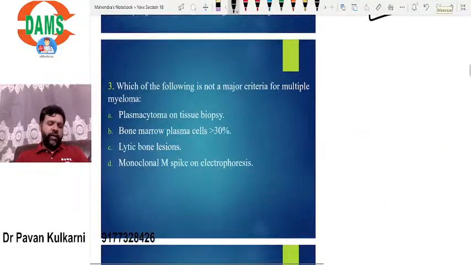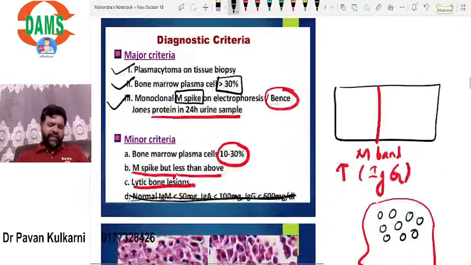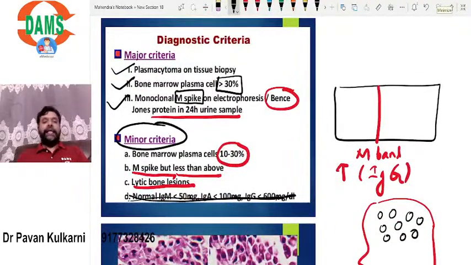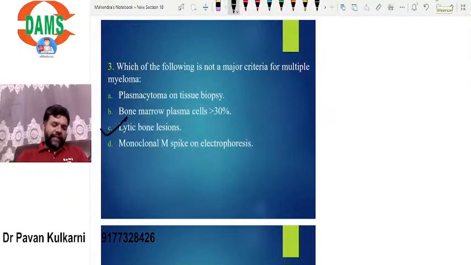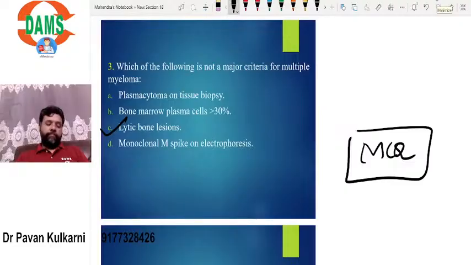Now coming to this question, which of the following is not a major criteria? Simple. Plasmacytoma and tissue biopsy, yes, it's a major criteria. Bone marrow plasma cells more than 30%, yes, it's a major criteria. Lytic bone lesions, is it a major or a minor? We have seen lytic bone lesions in minor criteria. So this is the correct answer, which is a minor criteria but not a major criteria for multiple myeloma. So again, this criteria for multiple myeloma is a very important MCQ that we are supposed to remember.